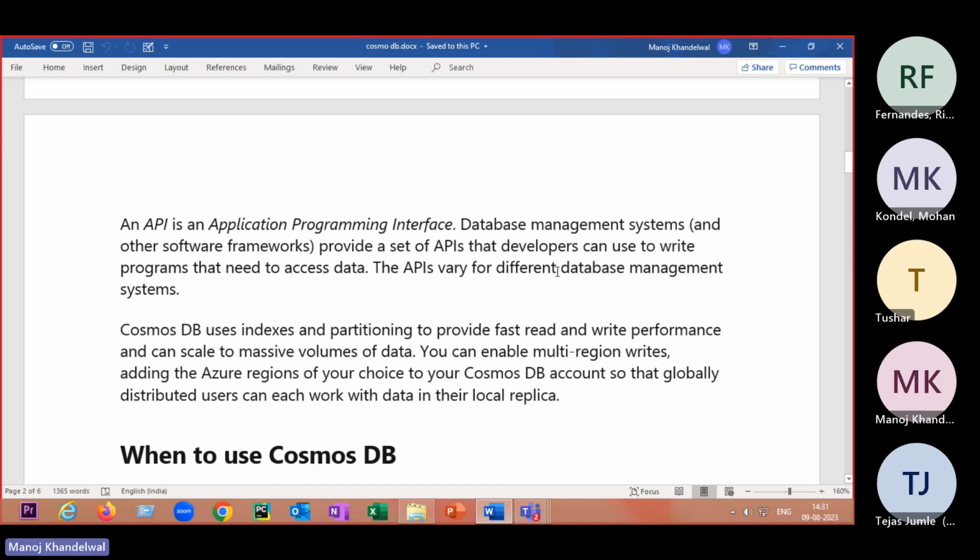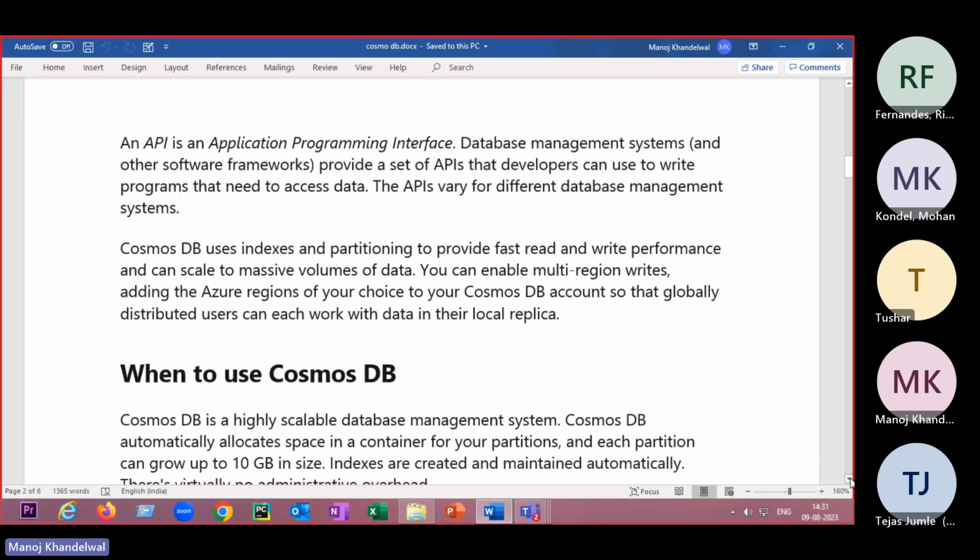So the APIs vary for different database management systems. We have so many databases. We have seen only SQL, but we have so many databases in the market, right? So we have to use the right set of APIs. These cloud providers are very smart. They have given APIs for every damn thing. So the development task has become easier to interface with the cloud.